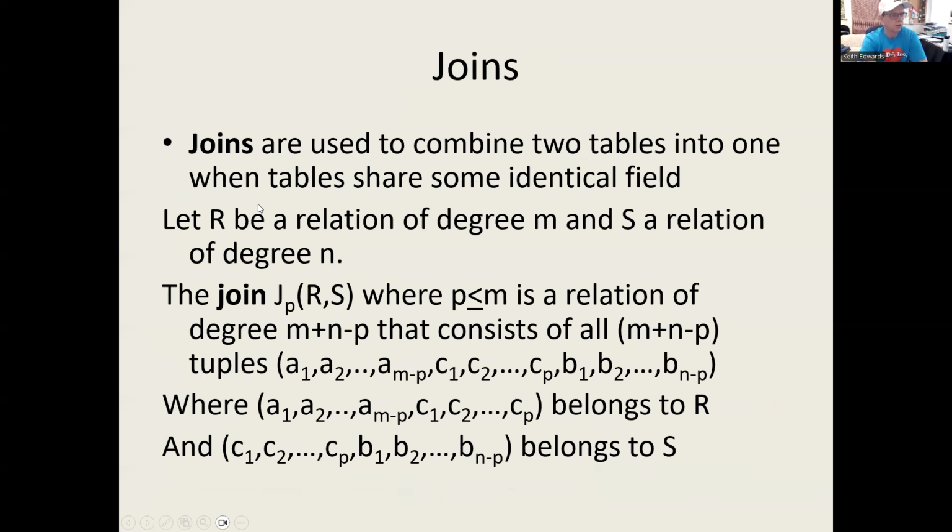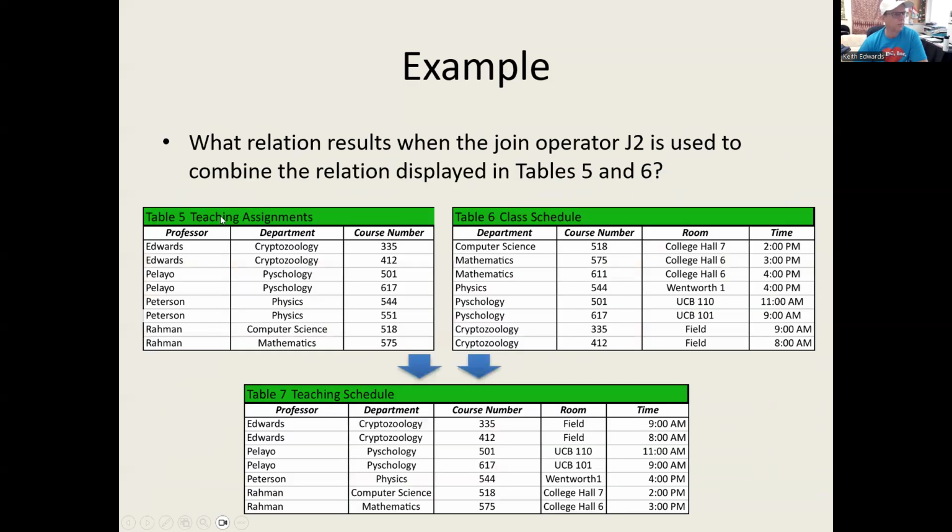Joins are used to combine two tables, and here's the mathematical definition of that, and here's an example of where we would combine two different tables. For example, we might have a list of teaching assignments with professors and their departments and their course numbers. Looks like I'm teaching cryptozoology. Those are good courses. And then we have the class schedule, which indicates the course number, the room number, and the time. And so I can combine these two tables to get an entire teaching schedule.